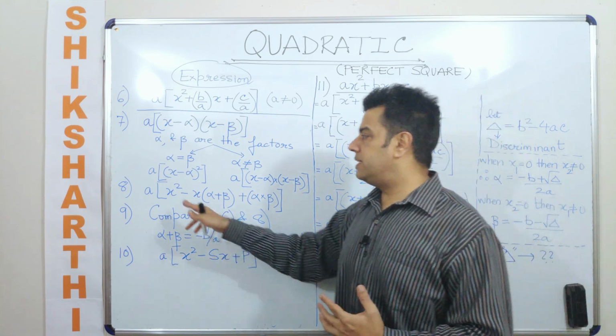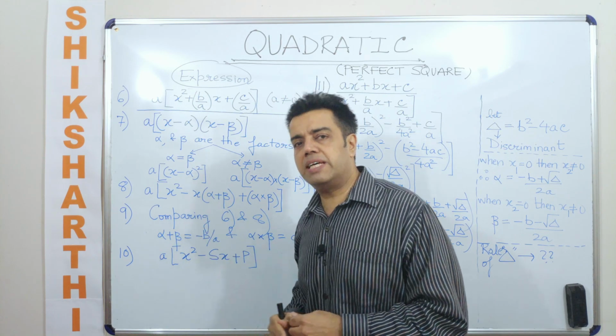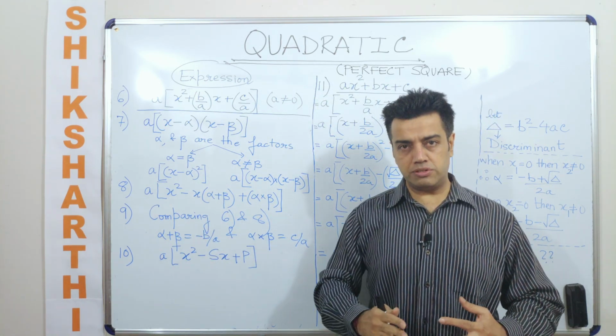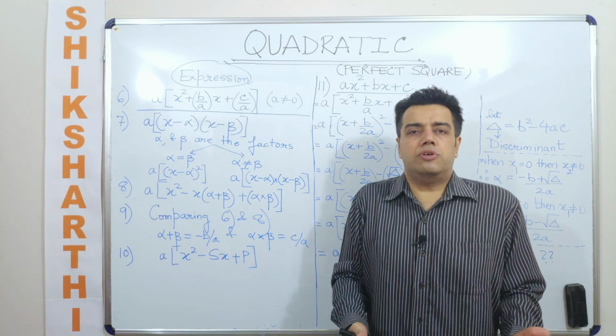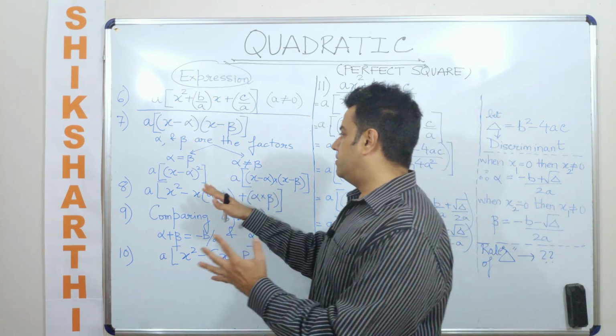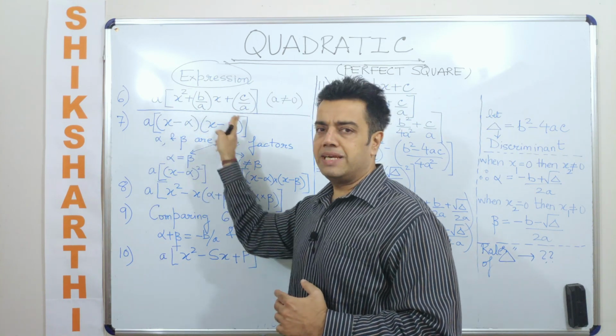So you can simply write it as a times of x minus alpha into x minus alpha, which is nothing but a times of x minus alpha whole square, right? And had both the factors been different, then the quadratic expression remains like this.